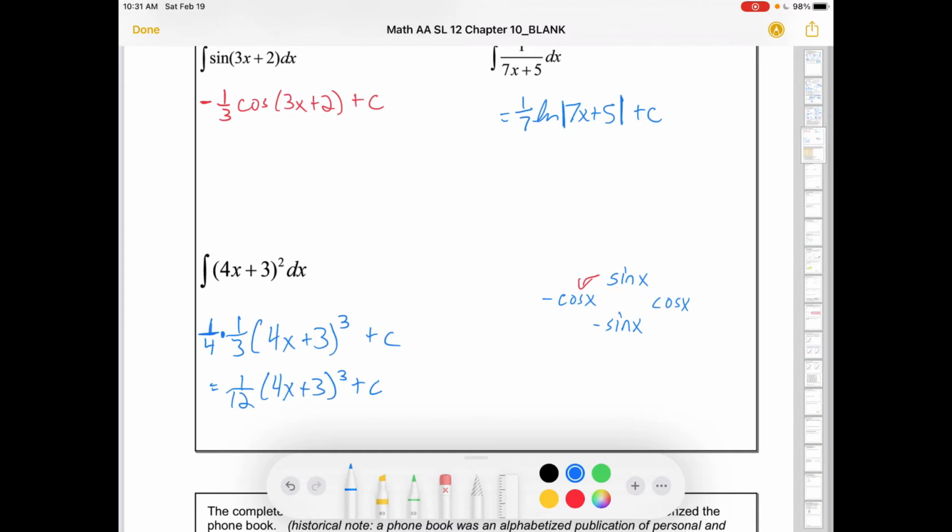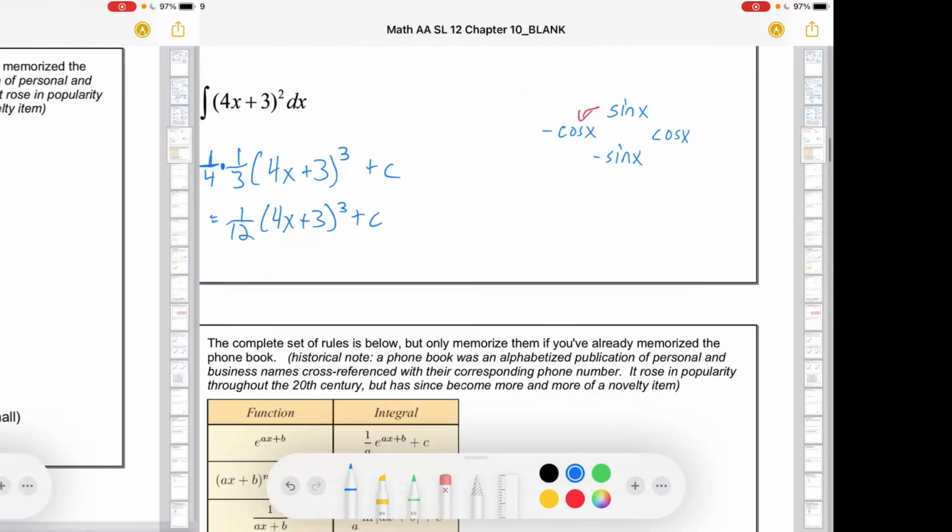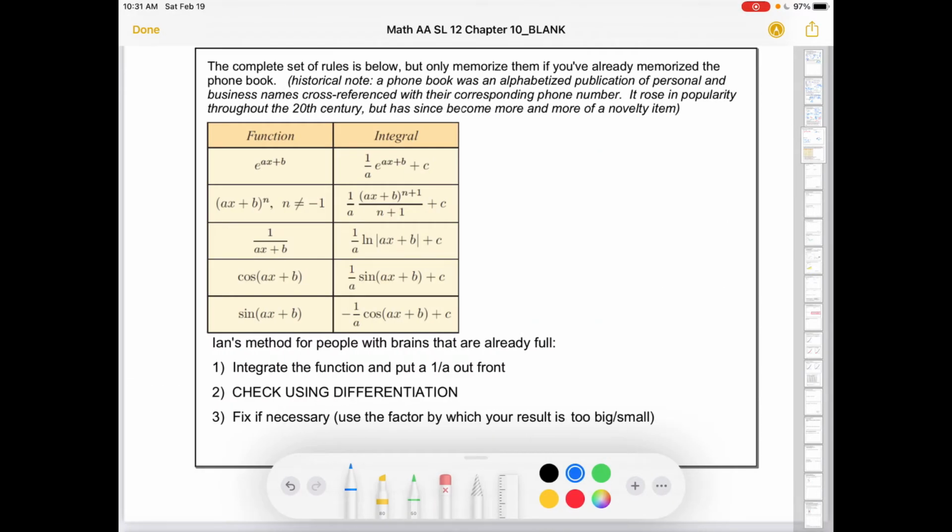And then we end up with 1/12 (4x + 3)^3 + c. And we've already basically checked that that one's okay. So what does that look like as a method? Well, here's a set of rules that can basically be summarized by the integral of some function of the form f(ax + b) dx is going to be the antiderivative of ax + b with a, plus c, but you need a 1 over a out front.